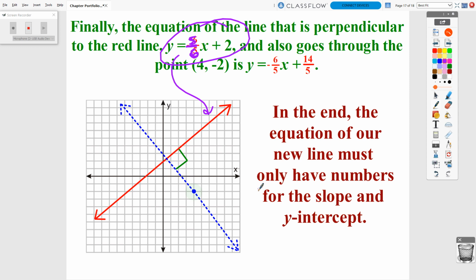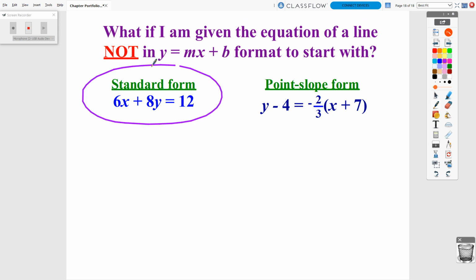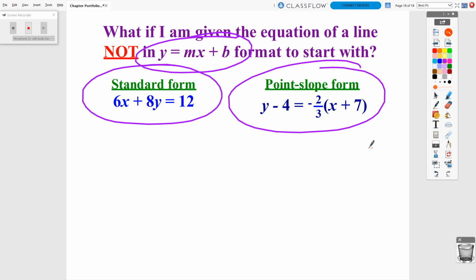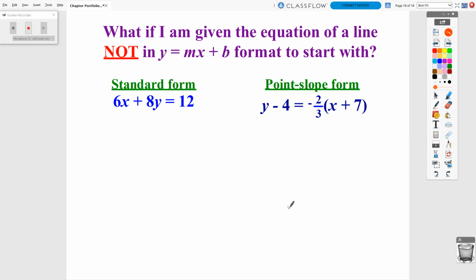But what if it's not written perfectly in y equals mx plus b format? Like, what if I gave you the equation of the line and it's in standard form? Or what if I gave you good old point slope form? How do I convert these so that they look nicer, like they're in slope intercept form? You're just going to have to move some stuff around. So let me just show you these two examples real quick.